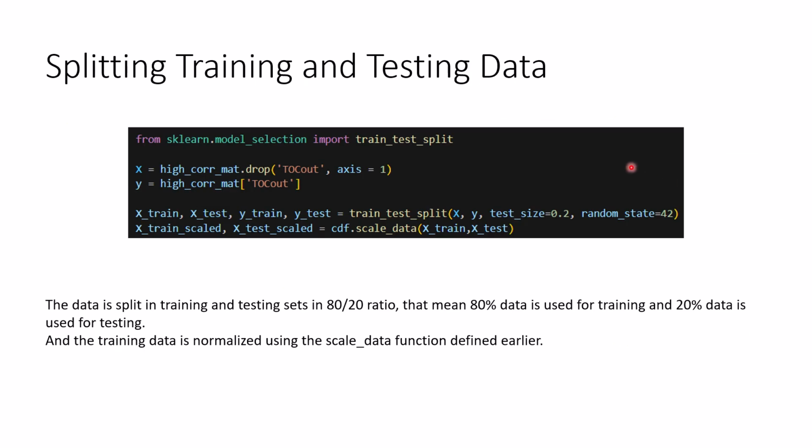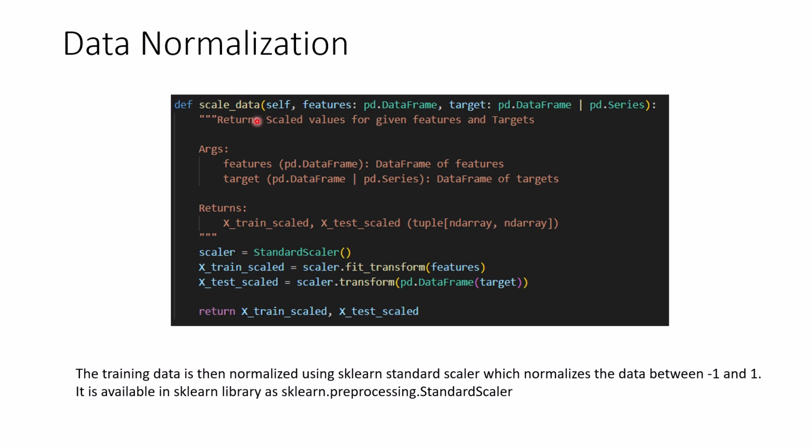The next step is splitting of training and testing data. We use the split of 0.2 for this, meaning 20% data is used for testing purpose. Then we use feature scaling. This class can be found in the data cleaning folder attached with the zip. It contains all the functions such as cleaning the data and scaling the data. We use standard scaler, which scales the data from -1 to 1. It is built in the sklearn library.